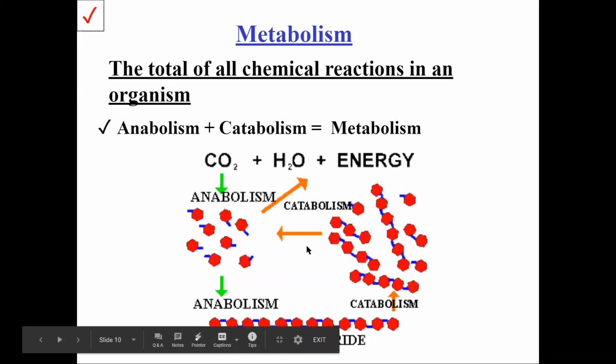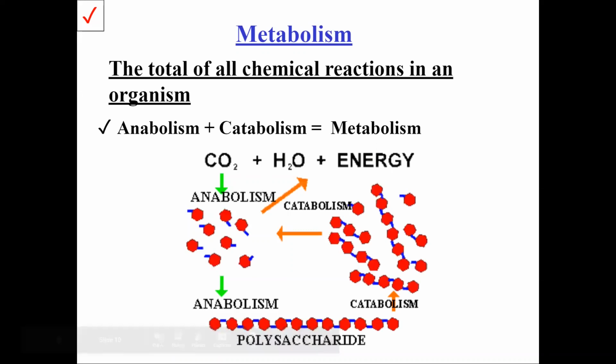This is an example of a polysaccharide, which is just a large sugar. It's broken down by catabolism. But on the left with the green arrows, you can also see that it's being built up. All of those little pieces will come together to form that large polysaccharide. If we look at this entire picture, that's an example of metabolism. But if we look at the left, that's just anabolism. And if we look at the right, that's just catabolism.